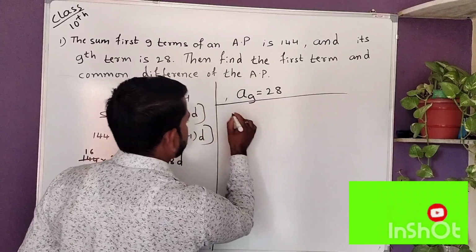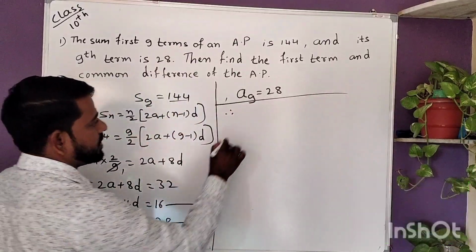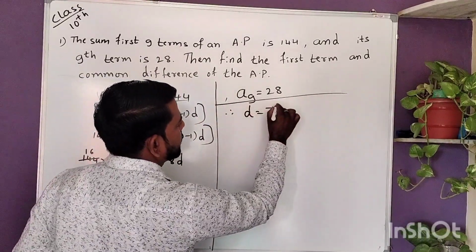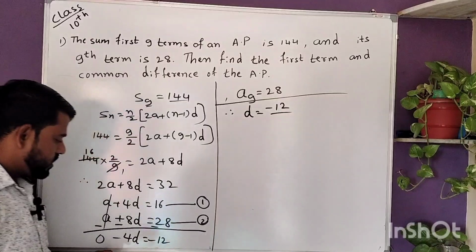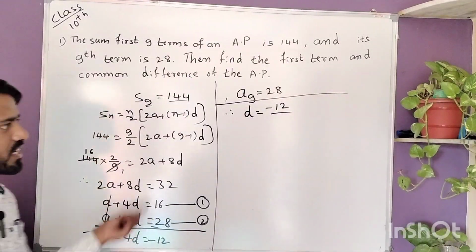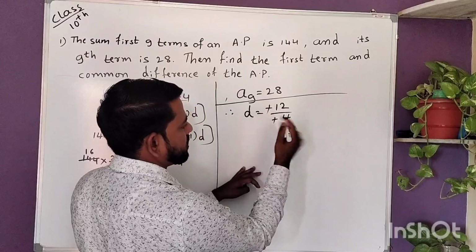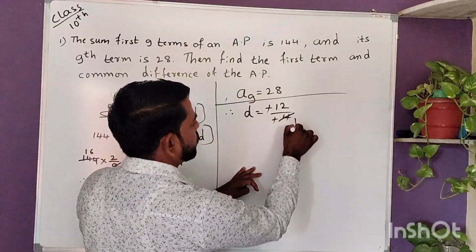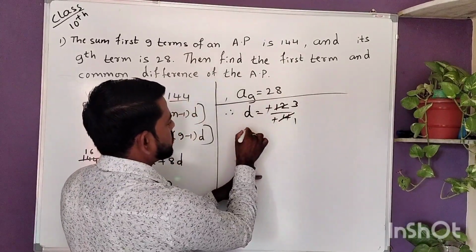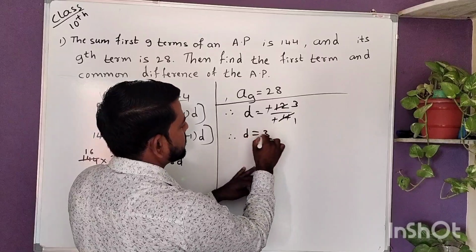Therefore minus 4d is equal to minus 12. So this is multiplication, bring it to RHS, becomes division, minus 4. Minus minus get cancelled, becomes plus. 4 ones are 4, 4 threes are 12. So therefore d value becomes 3.